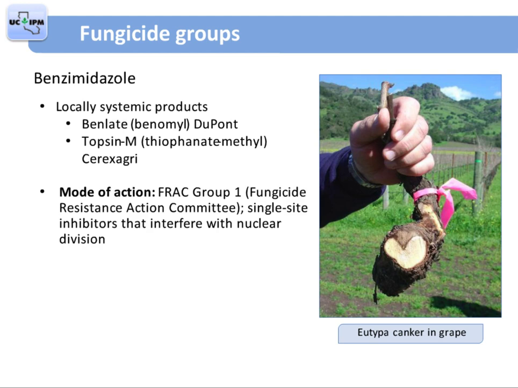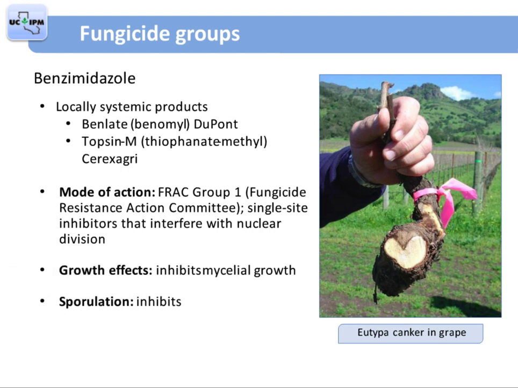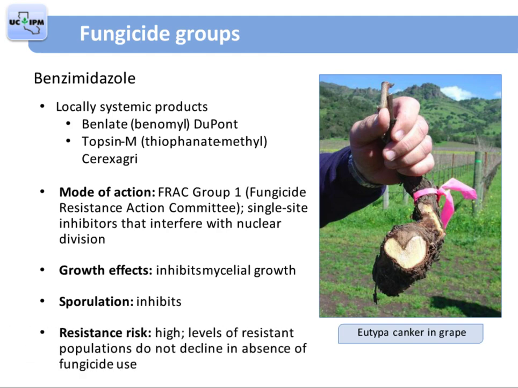The mode of action for FRAC Group 1 fungicides is that they work as a single site inhibitor that interferes with nuclear division in the fungus. The benzimidazoles inhibit mycelial growth and sporulation. Topsin M is registered in grapes for canker disease control. It is a dormant over-the-vine spray in combination with Raleigh, which is a DMI fungicide. The resistance risk is very high, so resistant populations do not decline in absence of fungicide use. In the presence of resistance, if you use this product one time, the entire population shifts into completely resistant mode, and you just can't use it again that year.